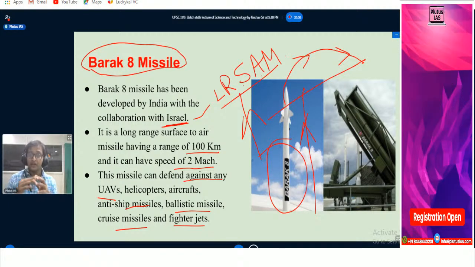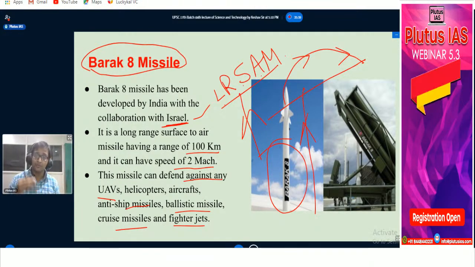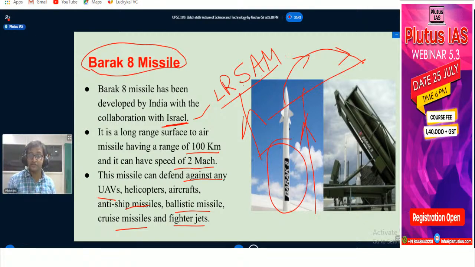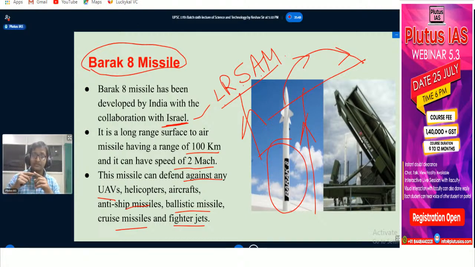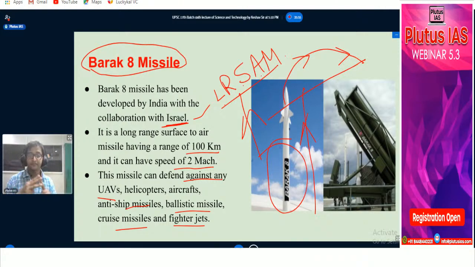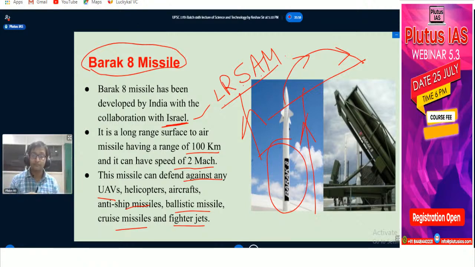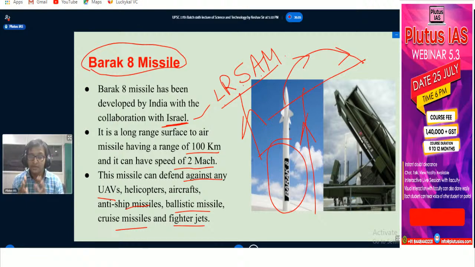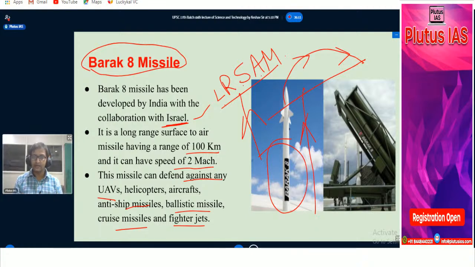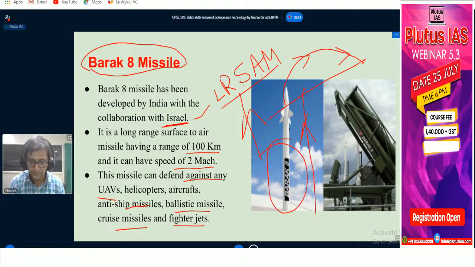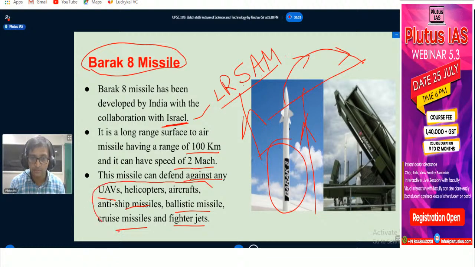And this technology Israel was using from the beginning of the 1970s, the last of the 1960s, when Israel fought a war in 1967 on 3 fronts simultaneously, with Egypt, with Jordan, with Syria. And Israel became winner because Israel worked on such technology way back. Now Israel is helping us by giving this technology, Barak 8 missile, and now India has the Barak 8 missile to defunct the enemies. Clear now? Any question about Barak 8?